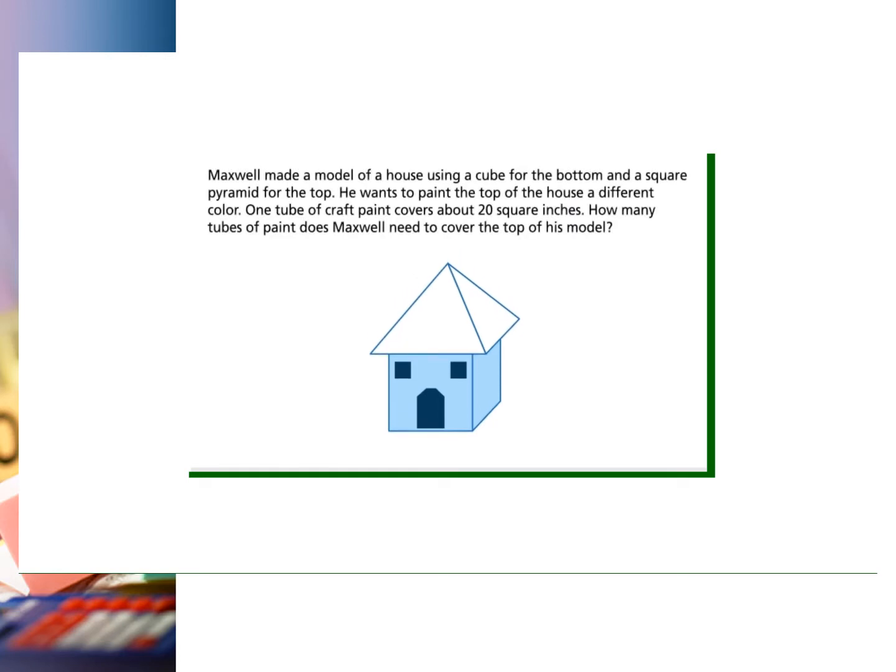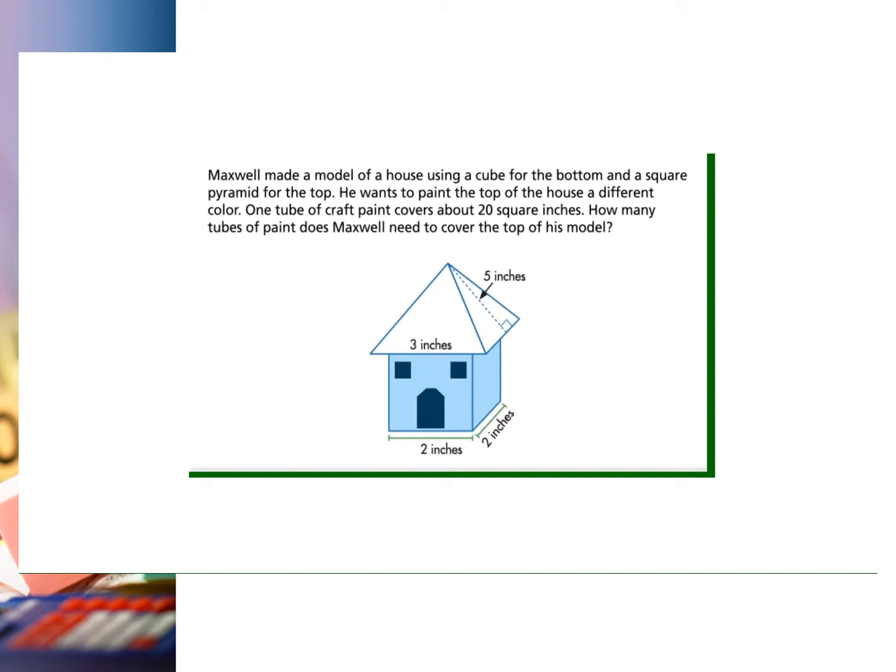Maxwell made a model of a house using a cube for the bottom and a square pyramid for the top. He wants to paint the top of the house a different color. One tube of craft paint covers about 20 square inches. How many tubes of paint does Maxwell need to cover the top of his model?